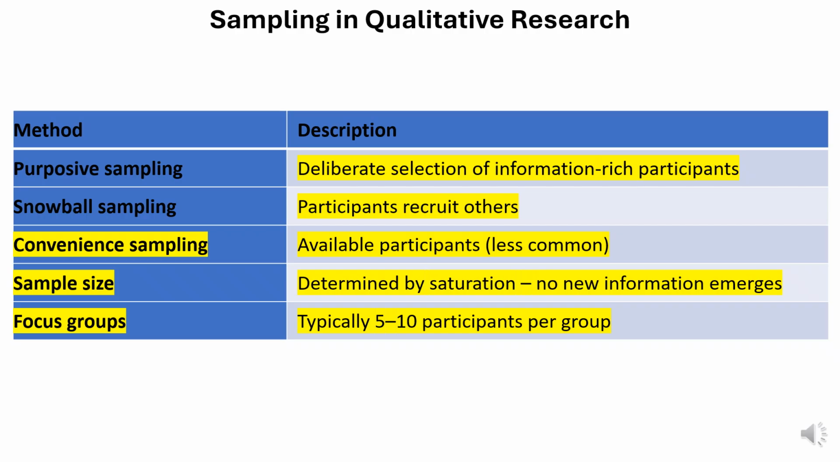For focus groups, a common qualitative technique, each group typically includes 5 to 10 participants, a size small enough to allow everyone a voice yet large enough to generate diverse perspectives and group interaction.